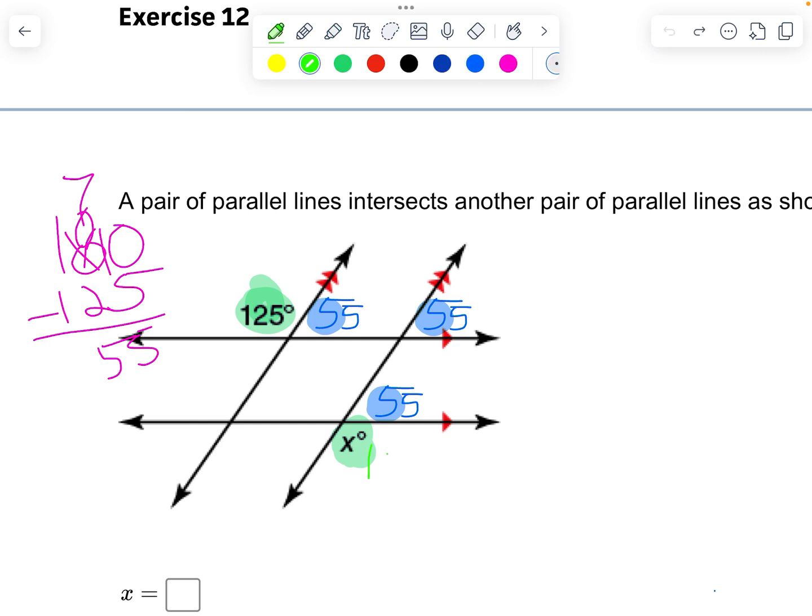125 degrees. Let's go back. I like this one better. 125 degrees stands out better. Now, there's also a rule. The 125 that we just looked at right here and the x right here, they are what is called alternate exterior angles. Now, what does that mean?